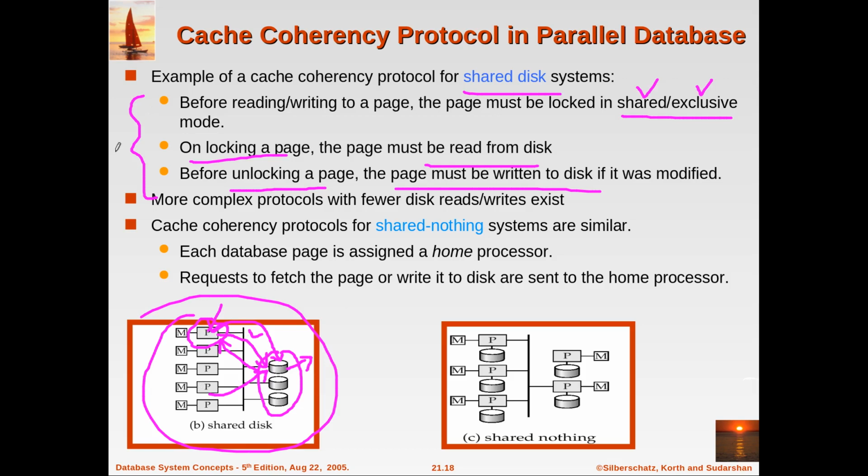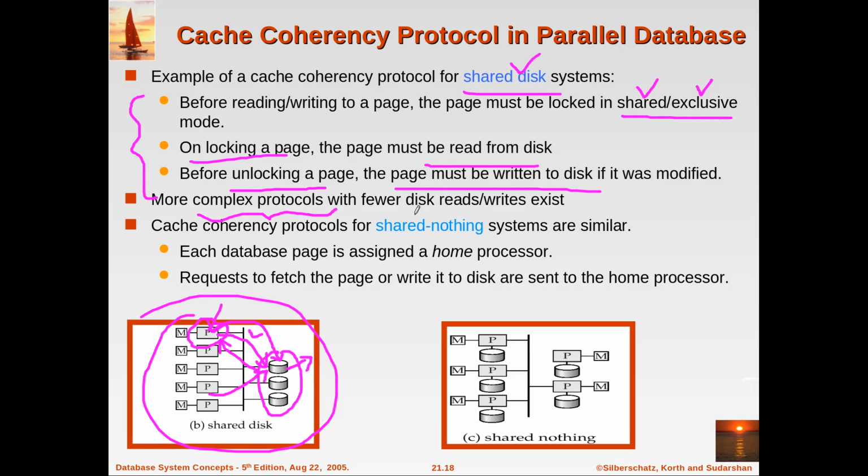So we should have this cache coherency protocol maintained when we are using a shared disk system, or even with shared nothing architecture also. So this is the basic cache coherency protocol. Similarly, there are many cache coherency protocols available. The other protocols are more complex when compared to this basic protocol.